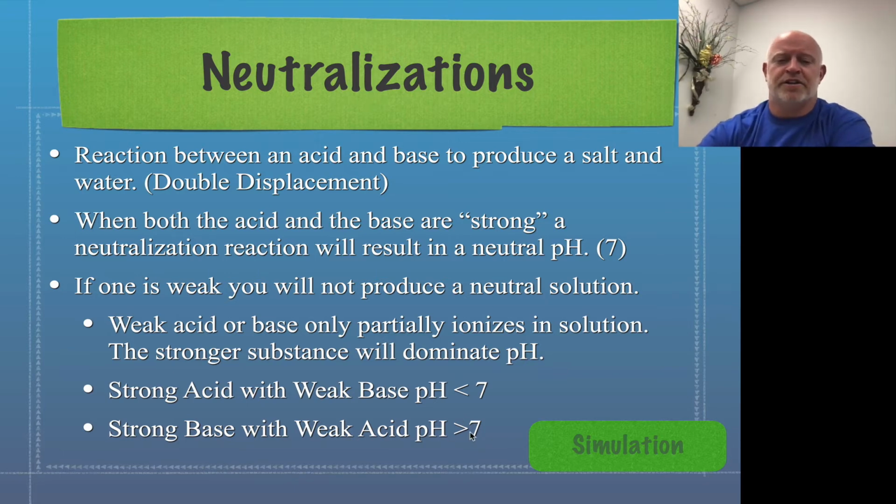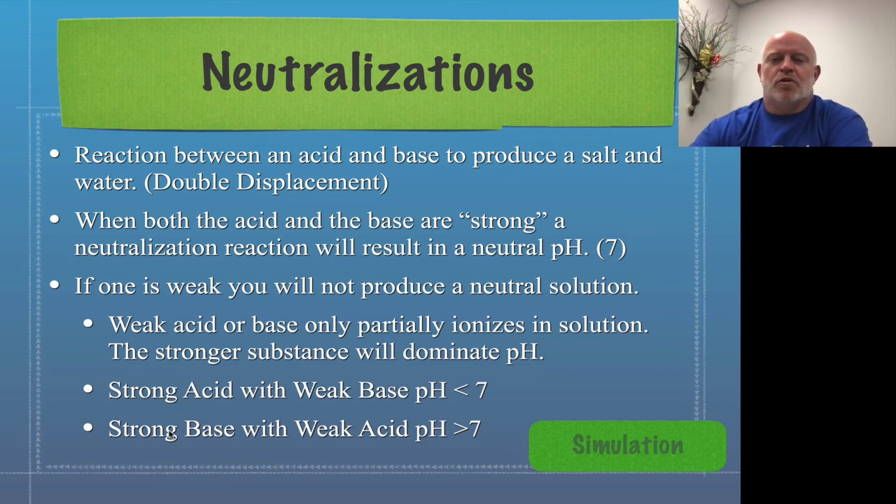And if you notice the pattern here, the strong acid with the weak base is going to give you a pH less than 7. Now the simple answer is we just say that the strong acid dominates that, so the pH is less than 7. Strong base to weak acid, pH will be greater than 7. Again, the simple answer is the stronger substance, the base here, will dominate. Okay. It's actually more complex than that.